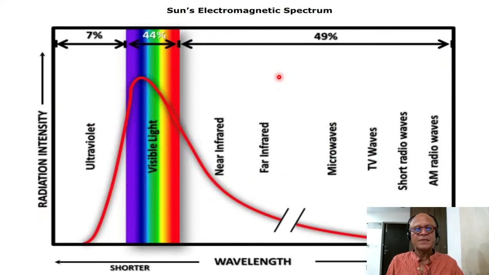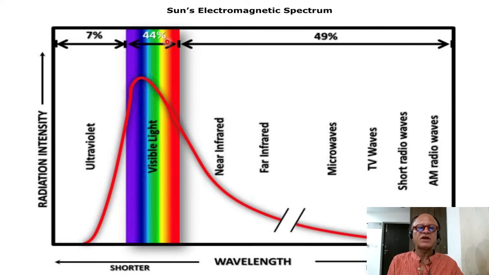Okay, I think maybe I should stop here, but let me just show again. We have again the sun's electromagnetic spectrum here, going from shorter, again looking at intensity, about 7% of it is in the strong UV band and longer gamma rays, X-rays, and so on.